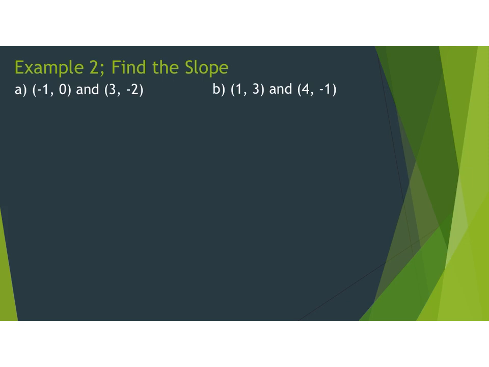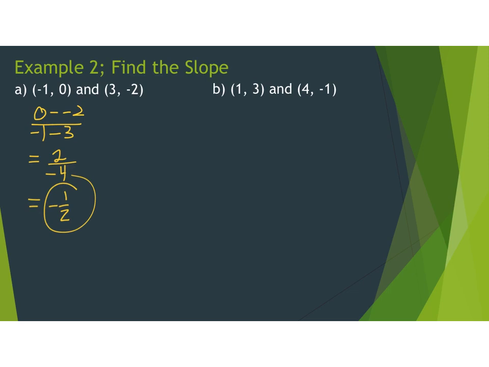So pick one point to be your first point. The first one, 0 minus negative 2 divided by negative 1 minus 3. 0 minus negative 2 is a positive 2 over a negative 4. Simplify that, you get a negative 1/2. So the slope is negative 1/2.